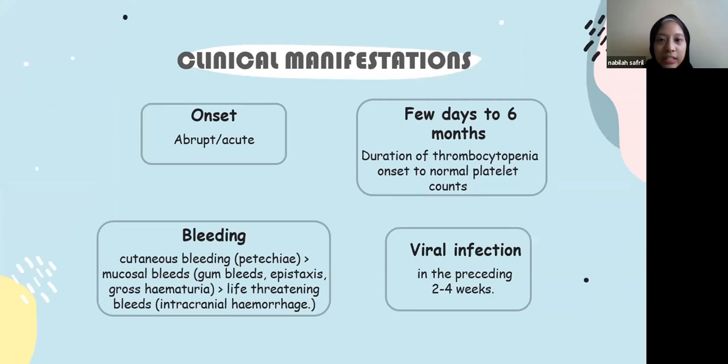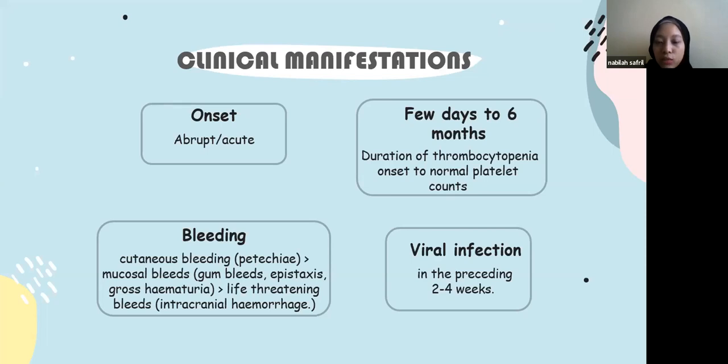Next, the clinical manifestations: patients will usually present with abrupt or acute onset of bleeding. The severity of the bleeding can range from cutaneous bleeding, for example petechiae, to mucosal bleeding, such as gum bleeding, epistaxis, or gross hematuria, to life-threatening bleeding, such as intracranial hemorrhage. But this is very, very rare to be observed. And then the duration of thrombocytopenia can range from a few days to 6 months, with an average of 2 weeks.